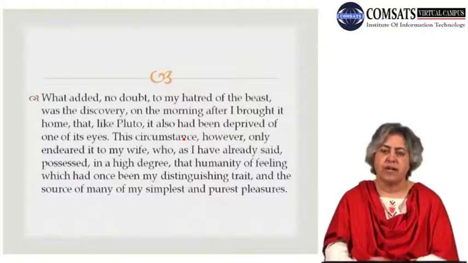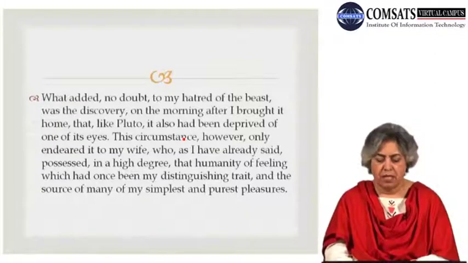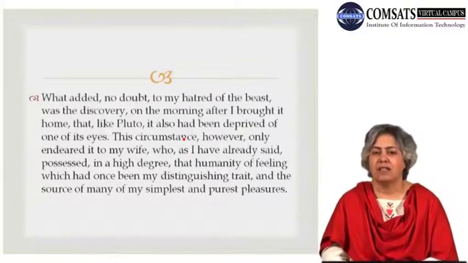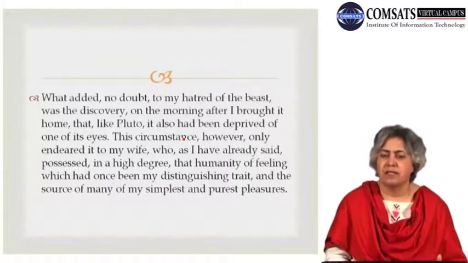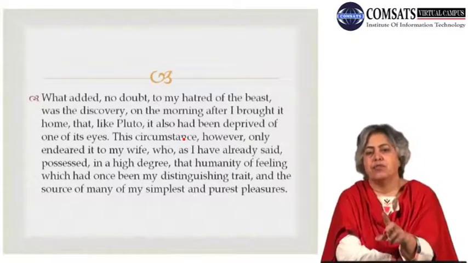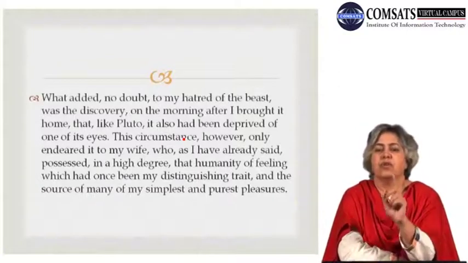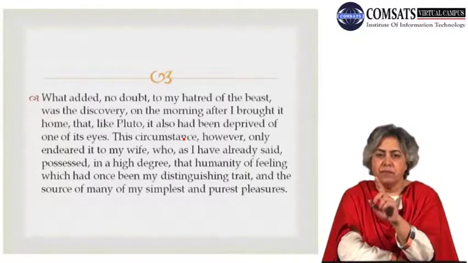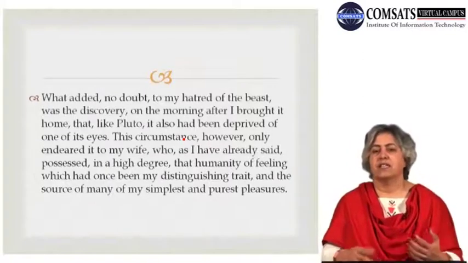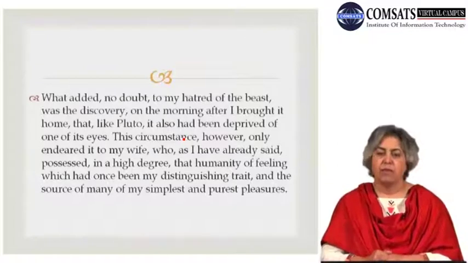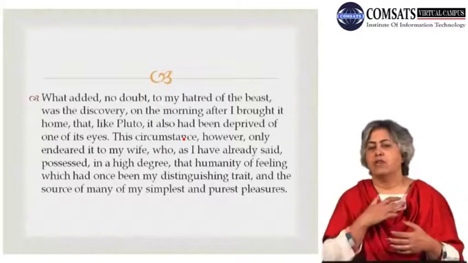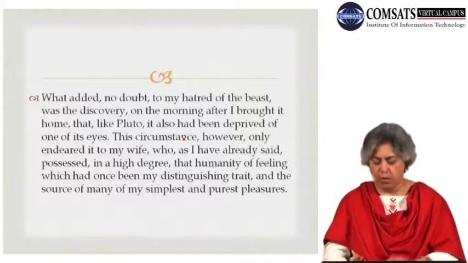And what added to his hatred of the beast was the discovery that it too had been deprived of one of its eyes. So something that he doesn't see in the dark of the bar or the drinking hall is the fact that, like Pluto, this cat too had one eye only. And when he sees that one eye, he starts hating the cat until he doesn't want the cat to approach him at all. Now the thing is that the cat shows its love and affection for the narrator, but the narrator will not allow the cat to come close to him.